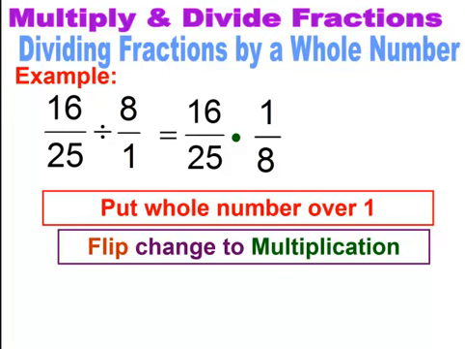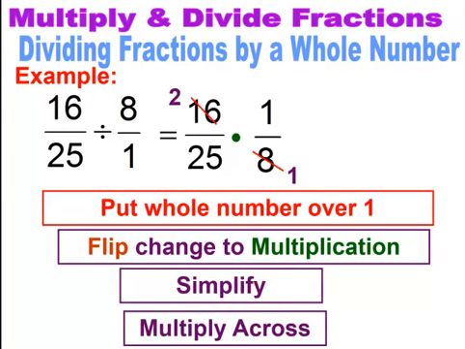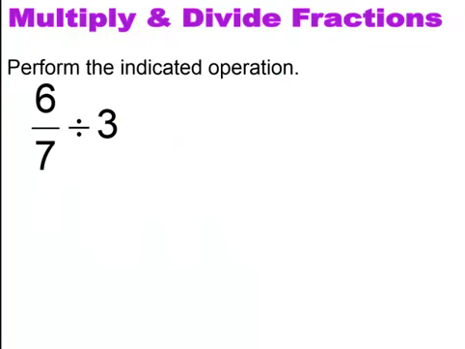So here you see, if you did not put that 8 over 1, you wouldn't have flipped it to get 1 over 8. So it's very important that you work with whole numbers to put it over 1 so that you have fraction to fraction. And now you're going to simplify and you're going to multiply across. So you should get your answer to be 2 over 25. Pause and try.